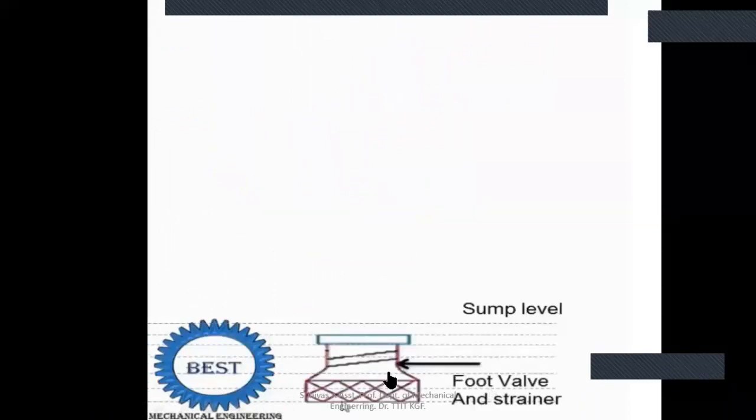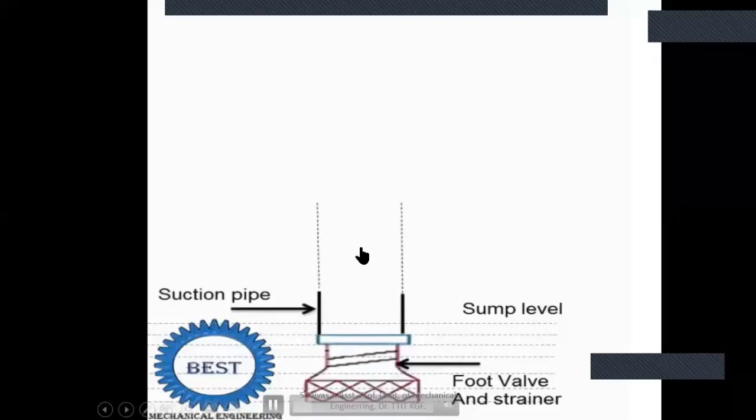The first part is the foot valve and strainer with the suction pipe. The suction pipe is nothing but the pipe connecting the impeller to the sump. The suction pipe is the connection pipe between the pump, that is the impeller, and the sump. One end of the suction pipe will have the foot valve and strainer before the sump, and the other end is connected to the eye of the impeller, the inlet of the impeller. So the suction pipe connects the impeller eye to the foot valve.